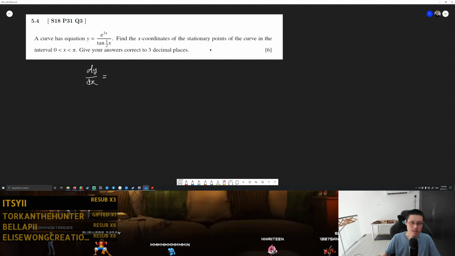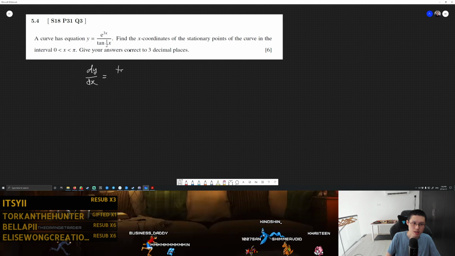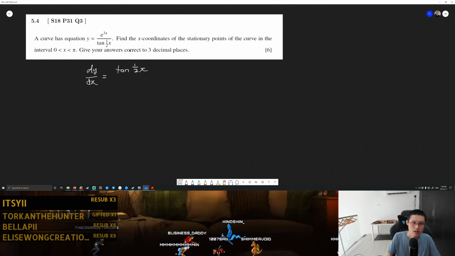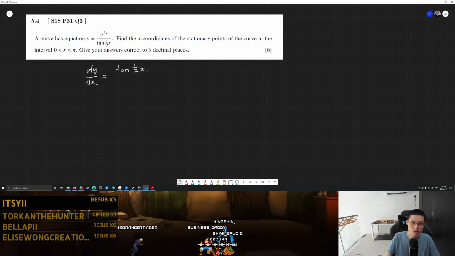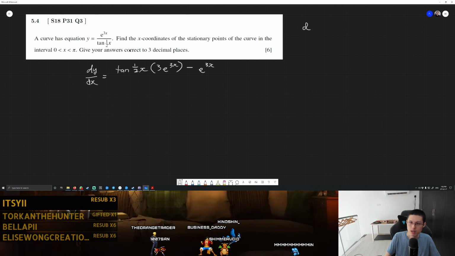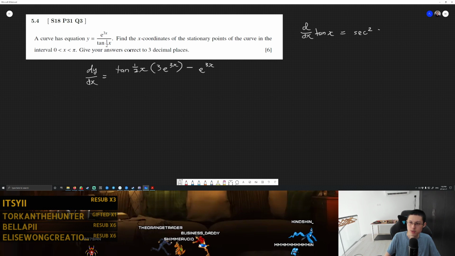As you can see, this is a quotient because you have something divided by something. So we're going to start by writing tangent 1/2 x, and then we differentiate e^3x. Differentiating e^3x is going to give me 3e^3x, and then minus e^3x. Now we have to differentiate tangent. We know that when we differentiate tangent, we actually get secant squared x.